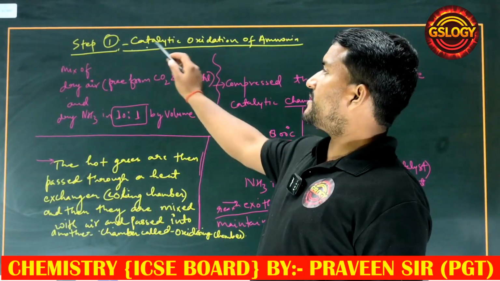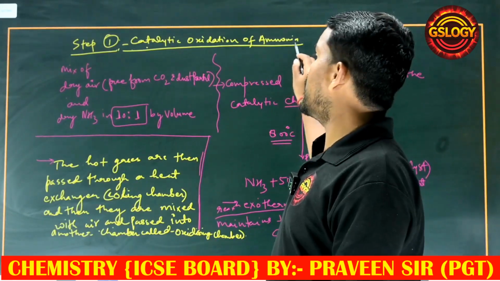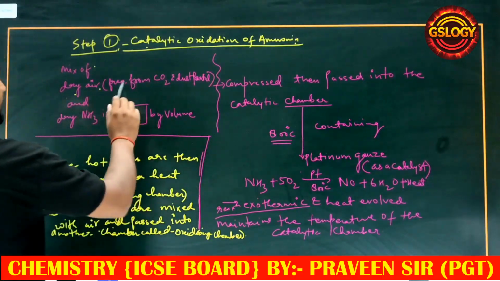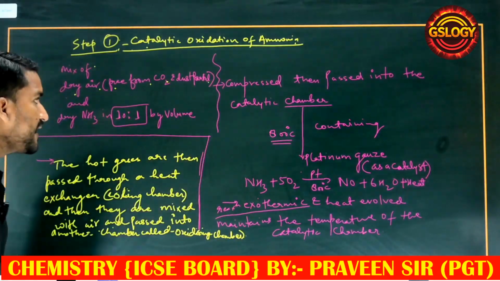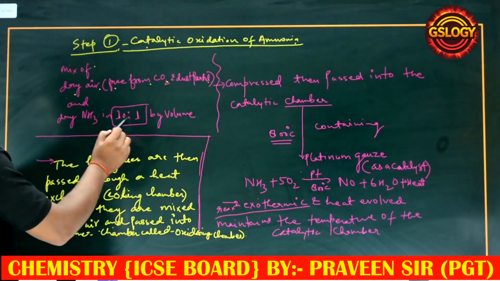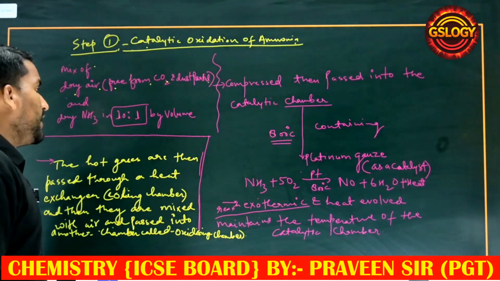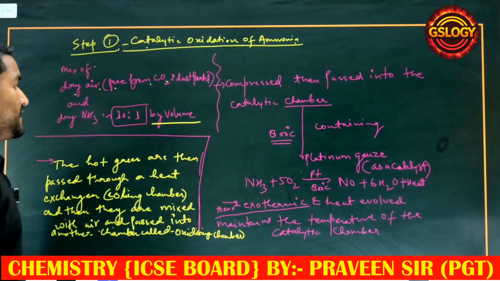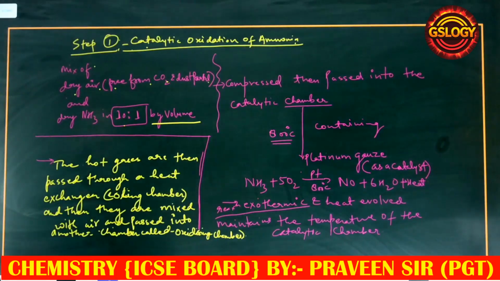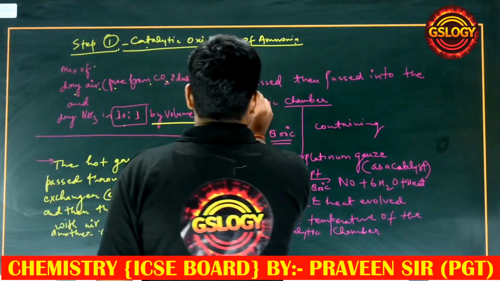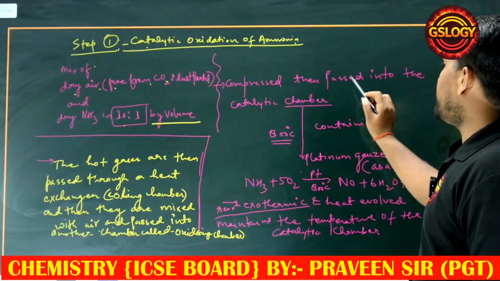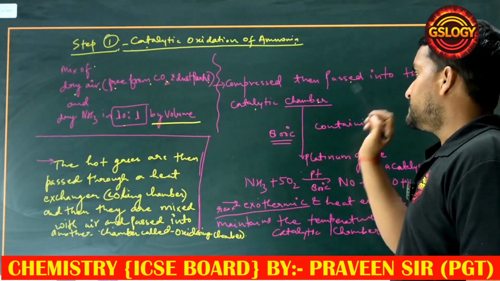First step is the catalytic oxidation of ammonia. The mixture of dry air, free from carbon dioxide and dust particles, and dry ammonia are taken in a 10:1 ratio by volume. The mixture of air and dry ammonia NH3 is compressed, and then passed into the catalytic chamber.